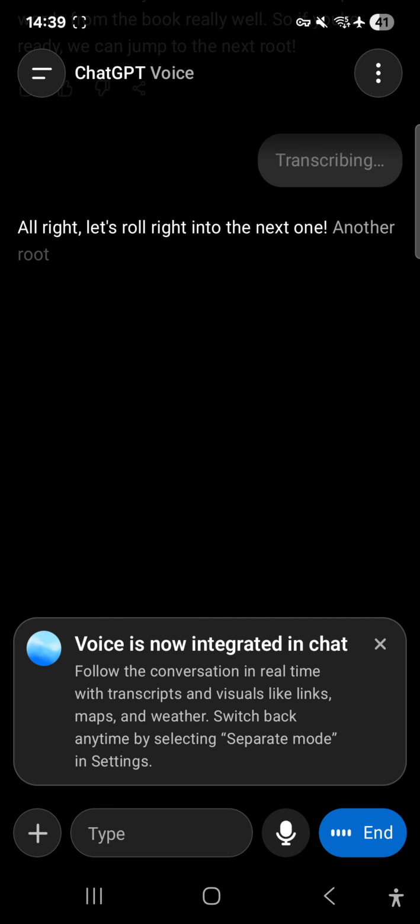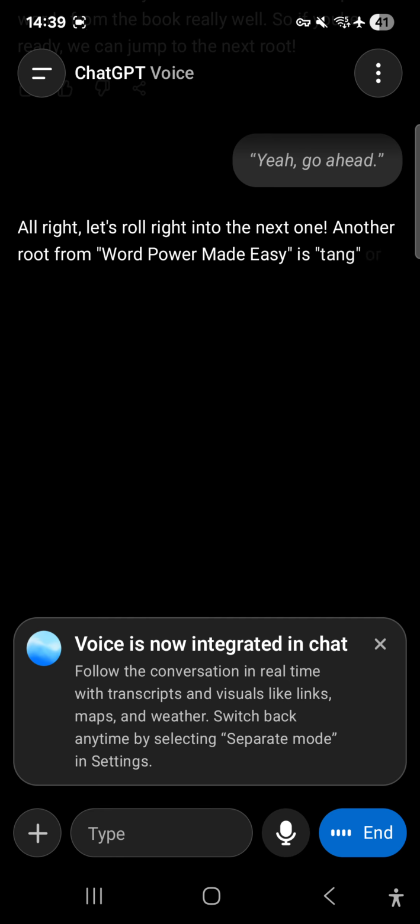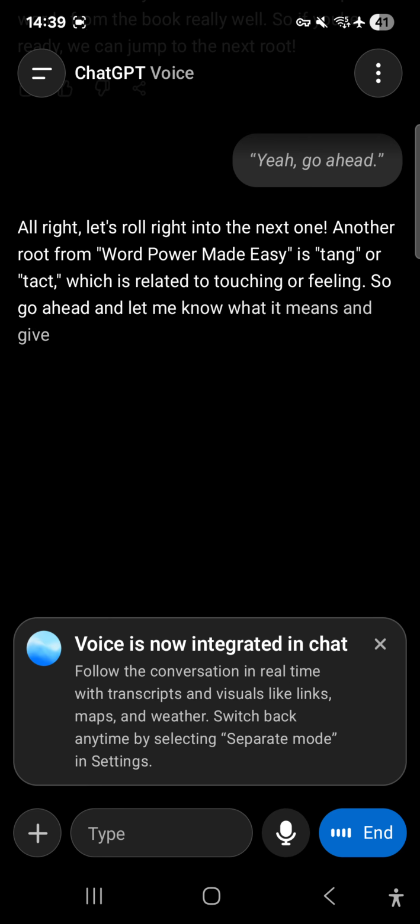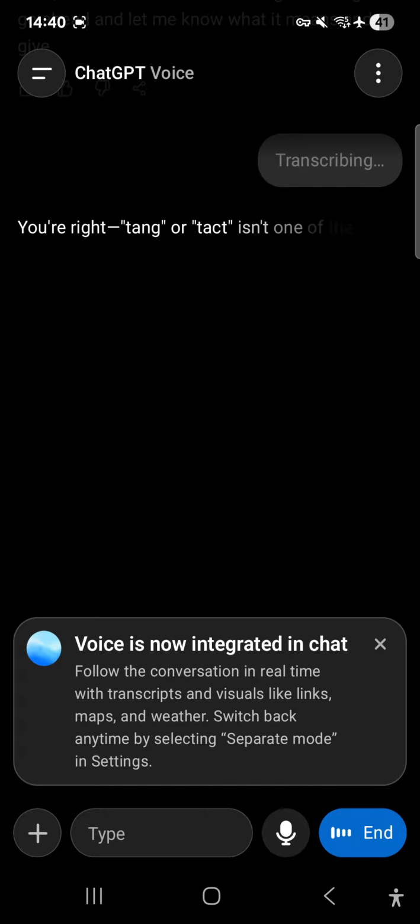All right, let's roll right into the next one. Another root from Word Power Made Easy is tang or tact, which is related to touching or feeling. No. So go ahead and let me. This is not in the book. You're right. Tang or tact.